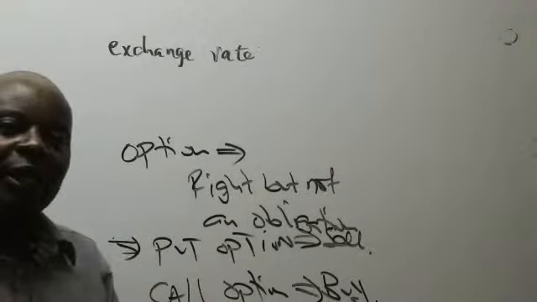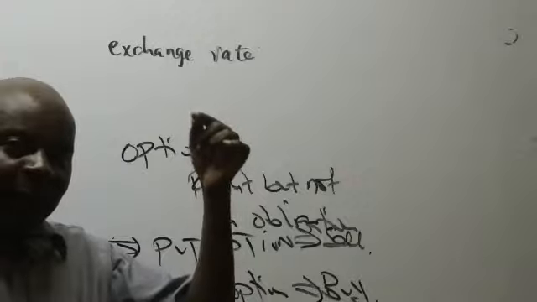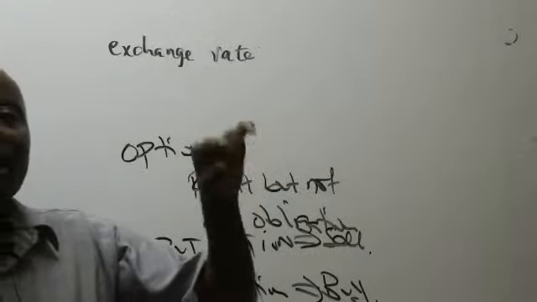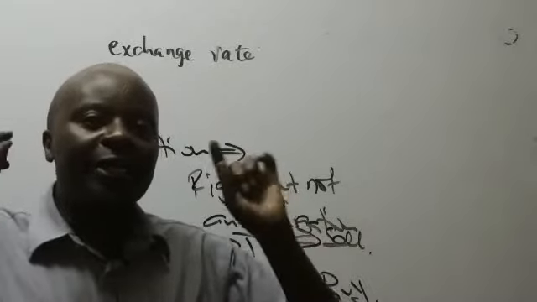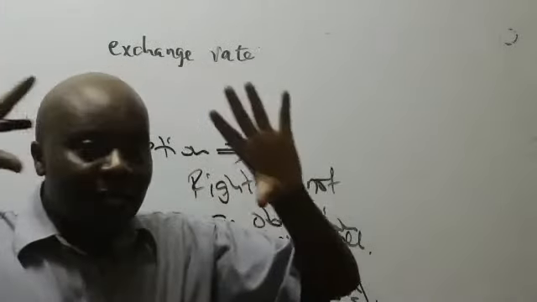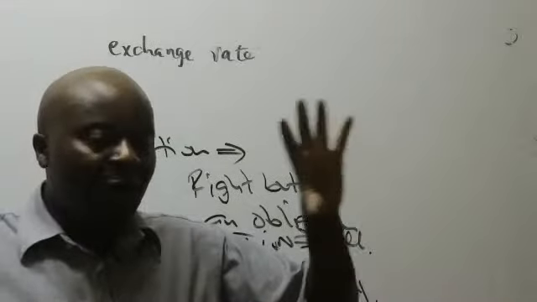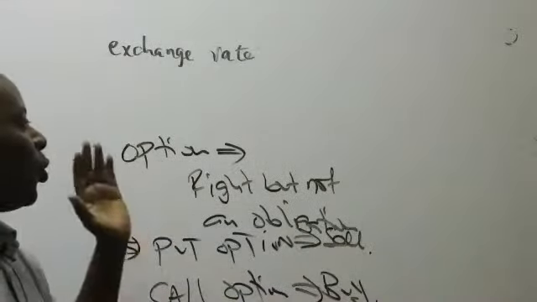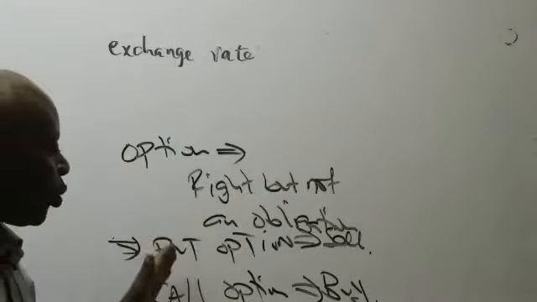So most importantly is for us to really appreciate up there where we said that a currency option gives the holder the right, but not an obligation to buy or sell. That is a currency option. But now down here, we are able to really narrow this down into two types of options.